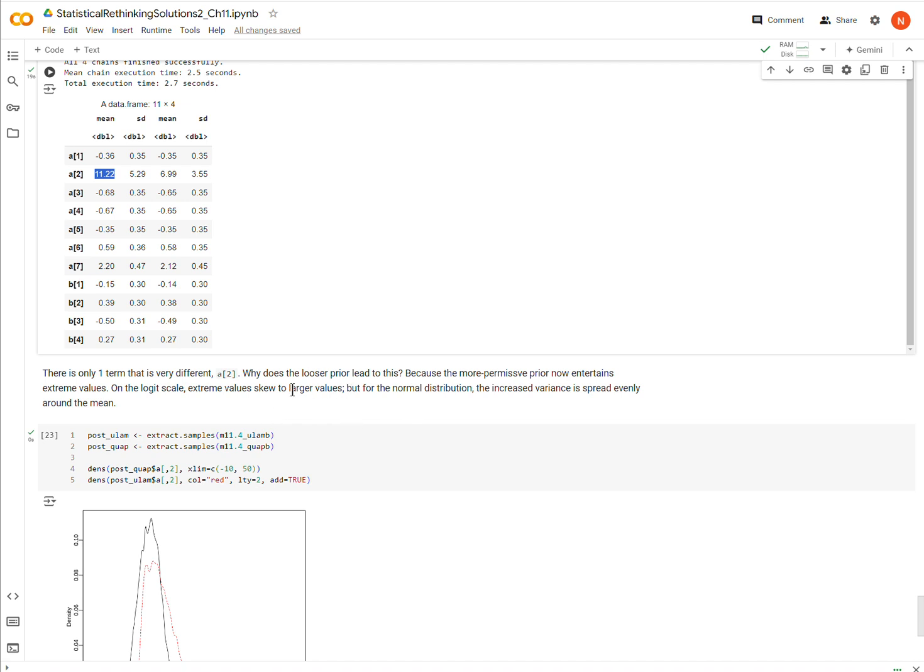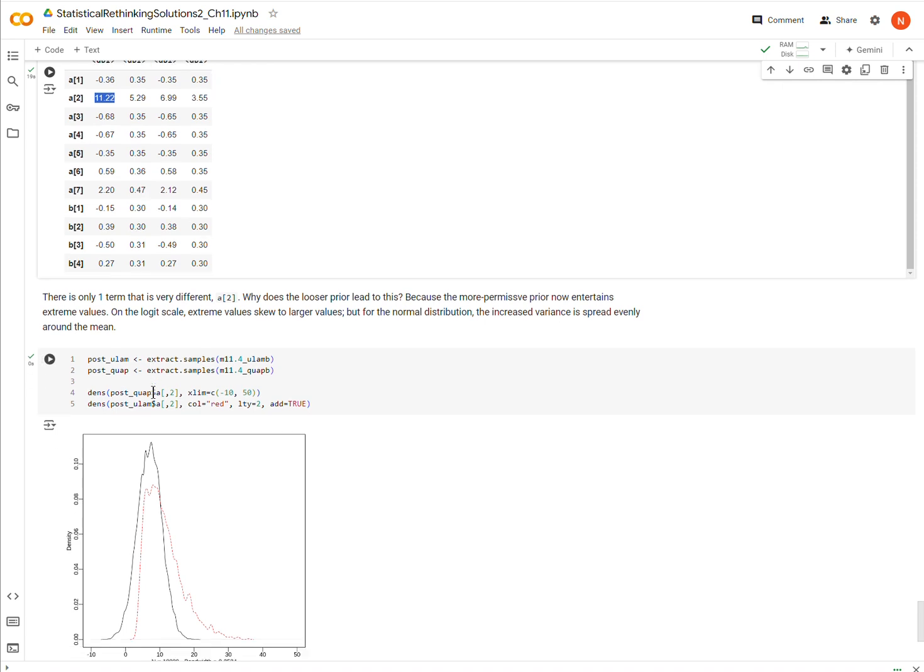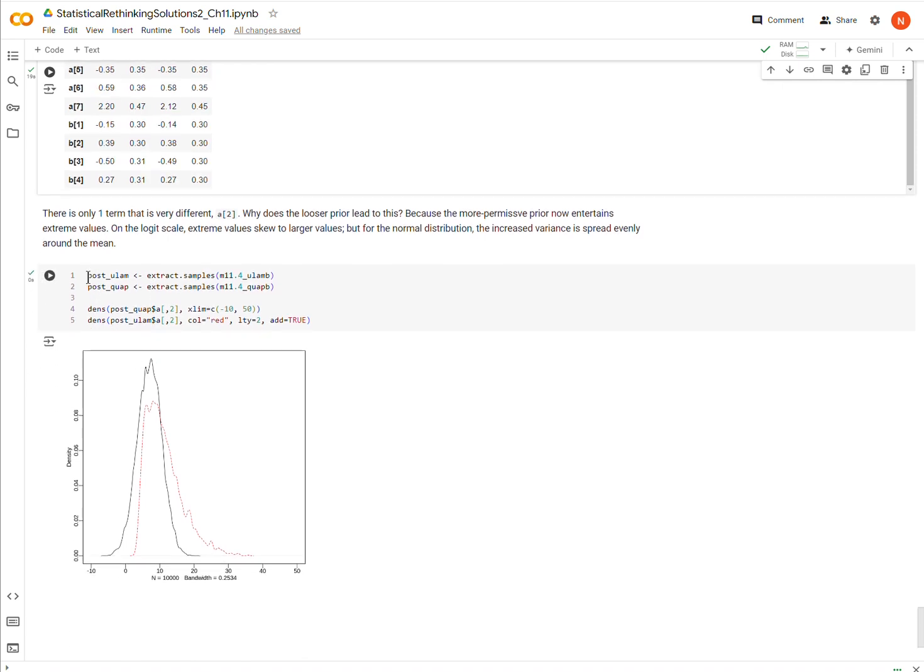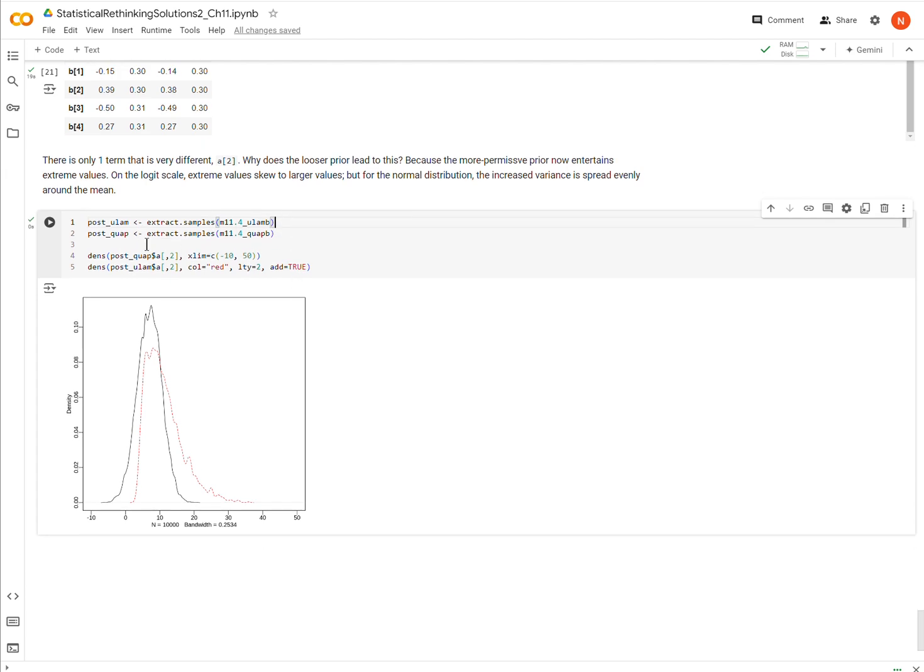But in a normal distribution, those extreme values are going to stack up on either side of the mean. So I'm going to extract samples from the posteriors of both models, and then I'm going to plot the a2 intercept, the one that is kind of the biggest difference between the two models here.